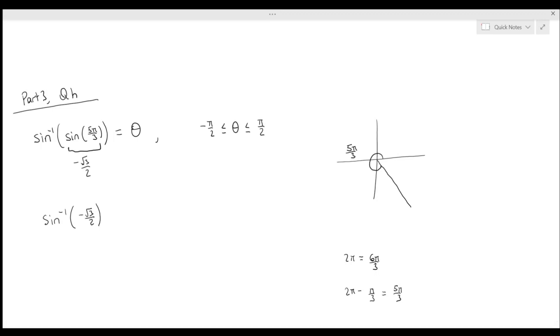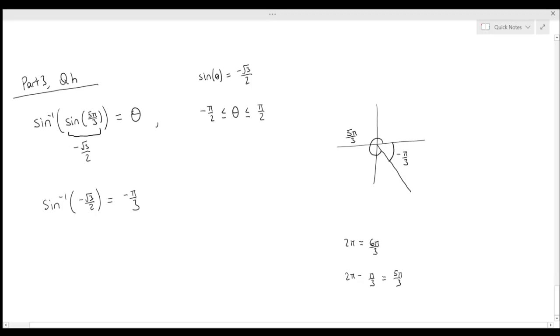I already know the reference angle has to be pi over 3 to get root 3 over 2. But I also want an angle that's within this range, so I'd have to use the angle in the fourth quadrant. So I'd have to use negative pi over 3. That would be an angle in this range such that sine of theta would equal minus root 3 over 2. All right, so any questions about this question?